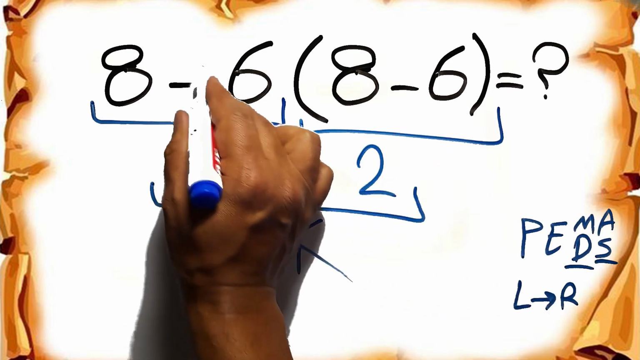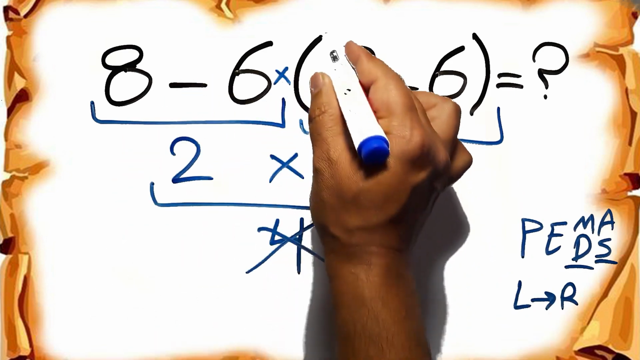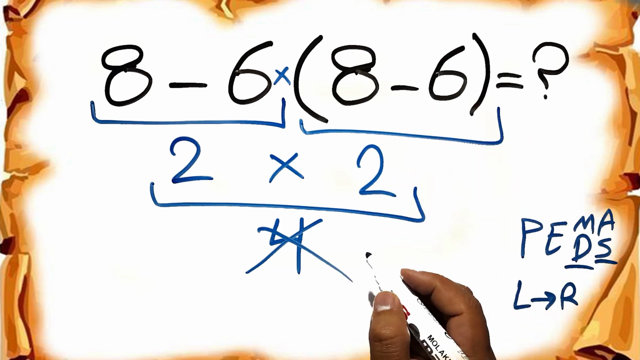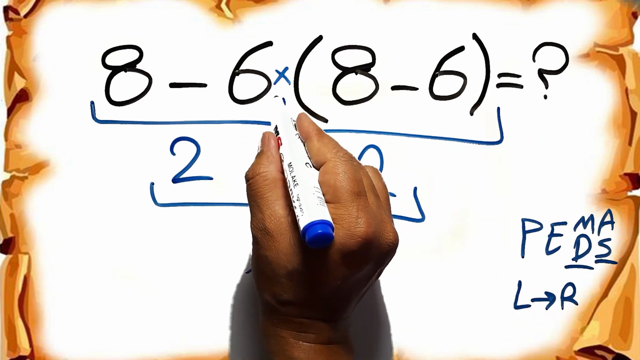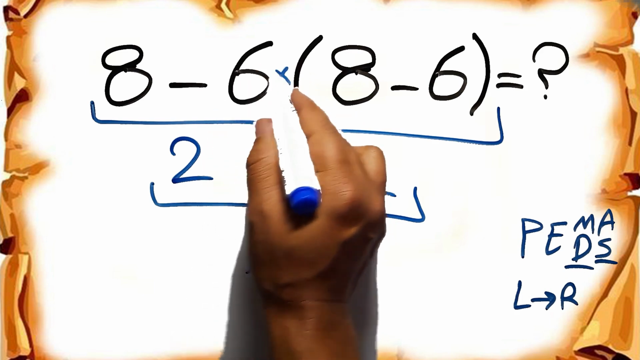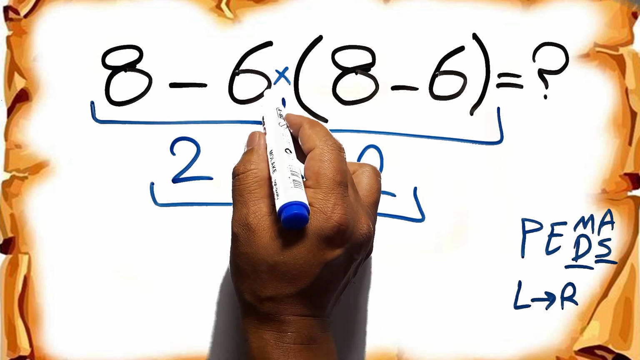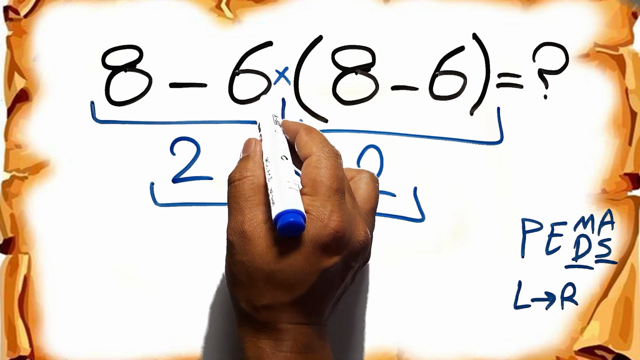In this expression, we have one subtraction, one multiplication, and one parentheses. Inside this parentheses, we have one subtraction. Here we have a multiplication because in mathematics, when a number is placed next to parentheses, it means multiplication, and we usually don't write a multiplication sign for brevity.